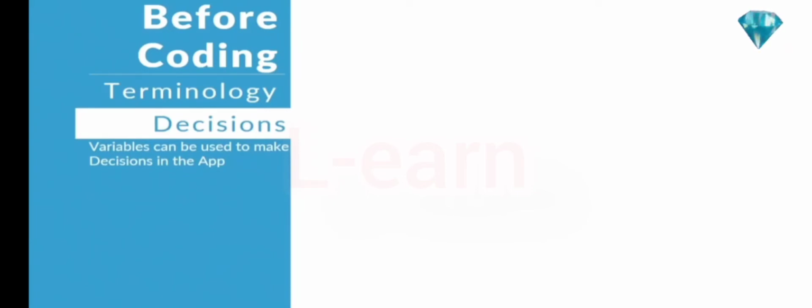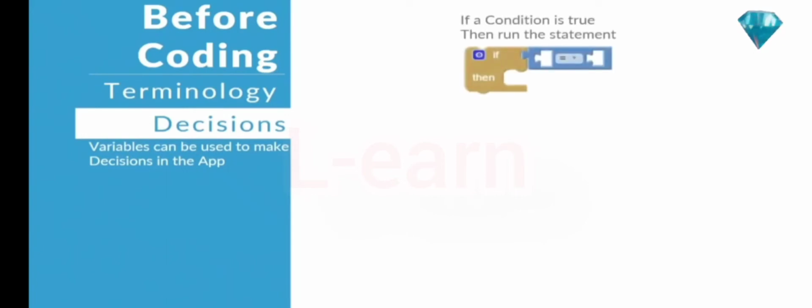Variables can be used to make decisions in apps, but it's as simple as this. If a condition is true, then run the statement. That is as simple as we need to understand with our if statements. If is something that does something, we just have to know that we're using a statement. So let's run through it in a little bit more detail. Again, there it is in plain English: if a condition is true, then run the next statement.